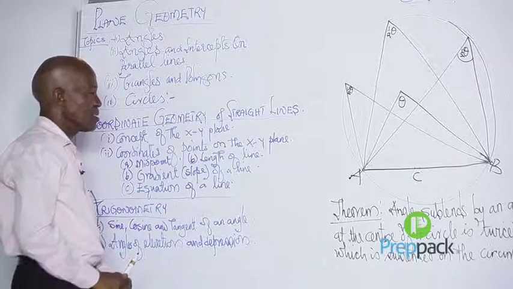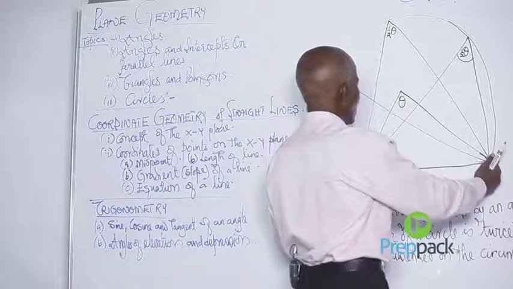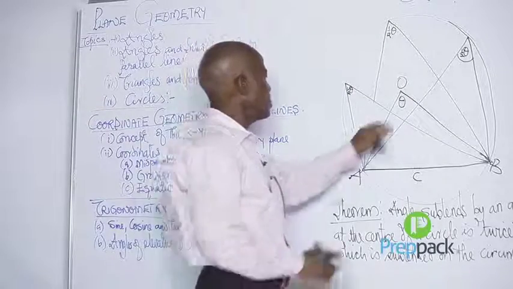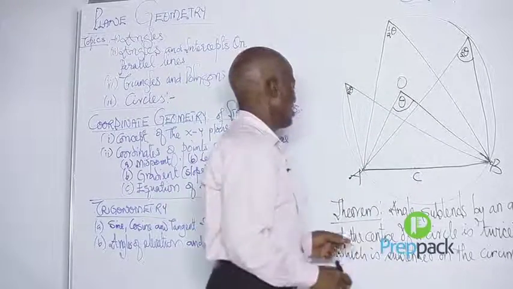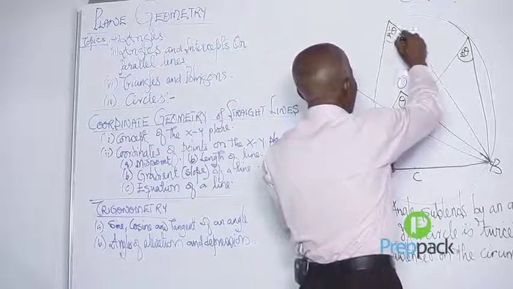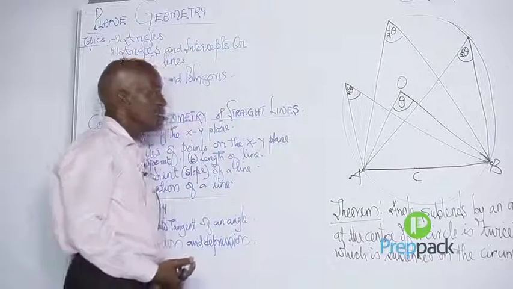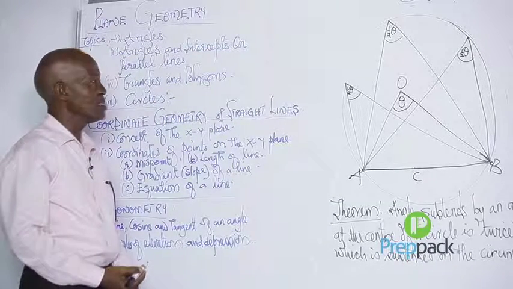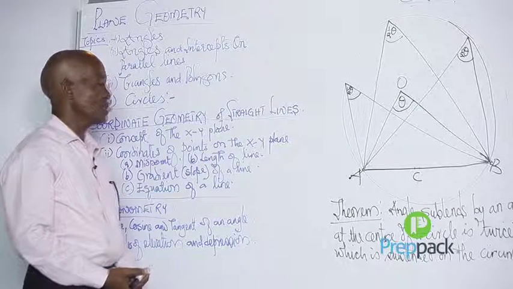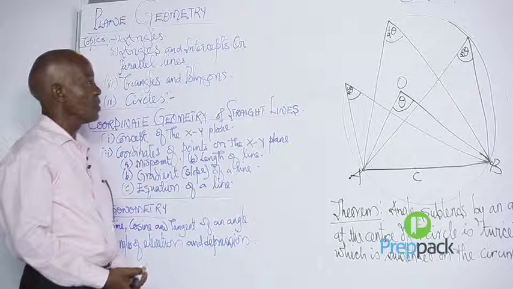Angle subtended by an arc at the center. This is the arc, subtending this at the center of the circle. This very angle theta is twice the angles obtained on the circumference. That is what the theorem says. Okay. So that is one.